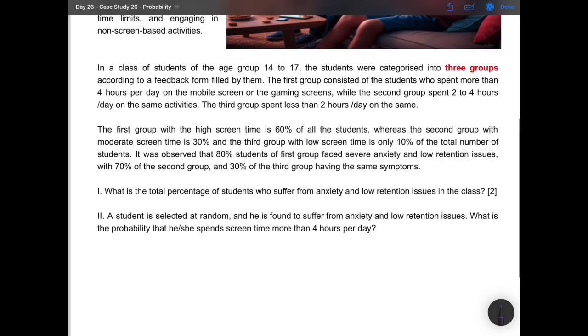In a class of students of age group 14 to 17, students are categorized into three groups according to a feedback form filled by them. The first group consisted of the students who spend more than 4 hours per day on the screen, while the second group spent 2 to 4 hours per day on the same activities. The third group spent less than 2 hours per day on the same.